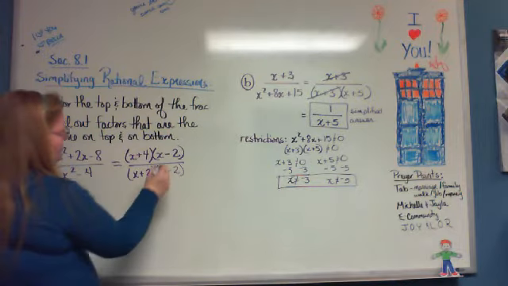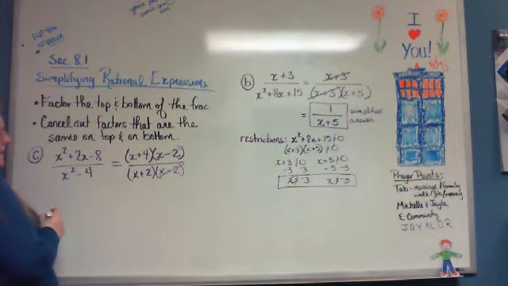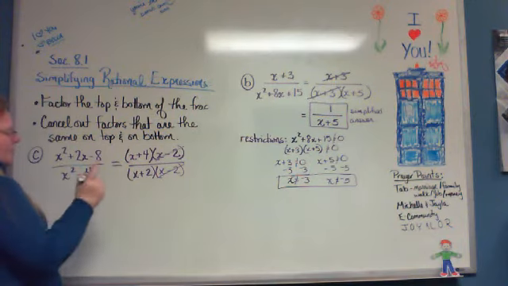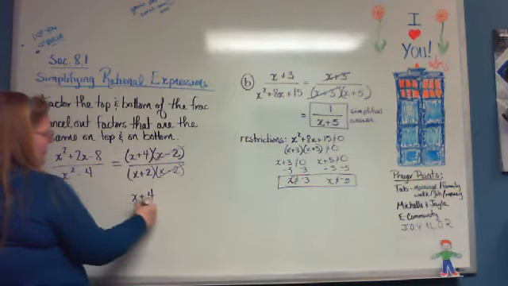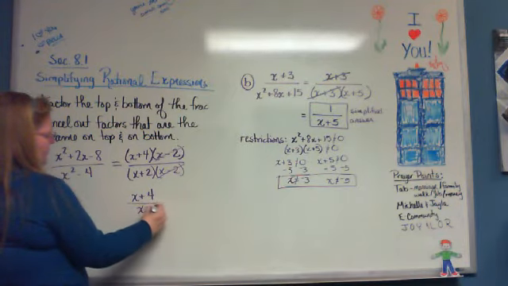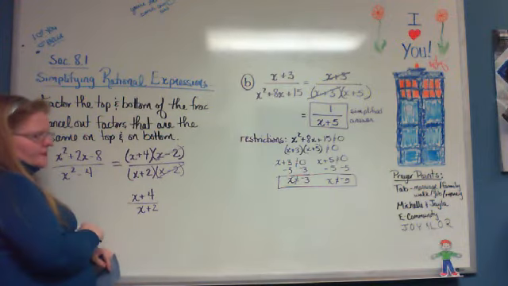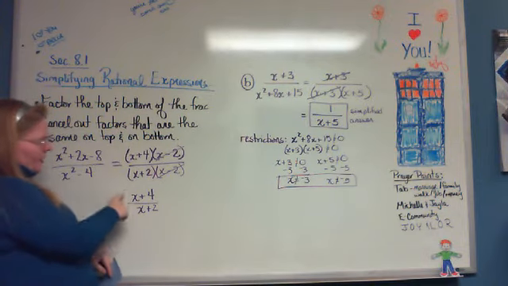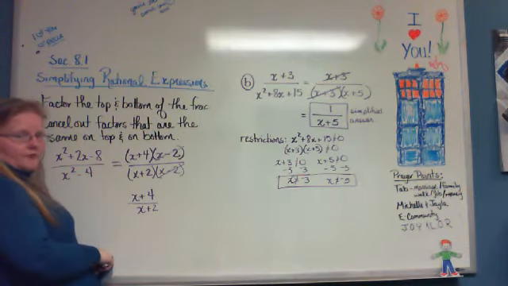Then I have to go through and cancel out the stuff that's the same on top and on bottom, which leaves me with x plus 4 over x plus 2. Now the question is, can I cancel out the x's? I mean, I got an x on top and an x on bottom, right? That's the rule, something on top, something on the bottom.